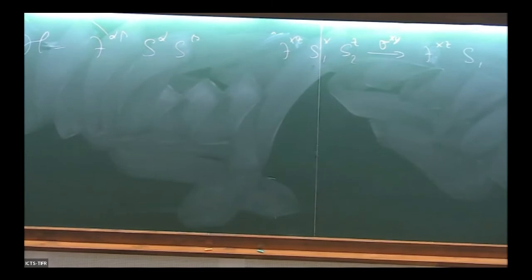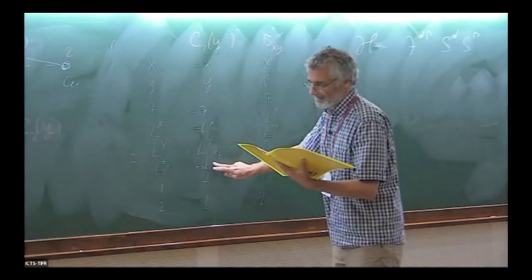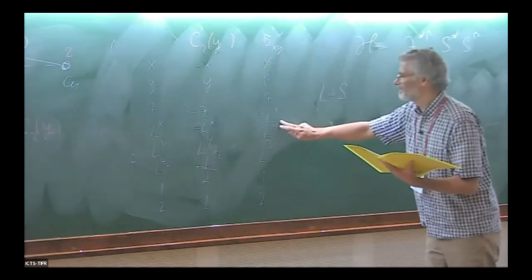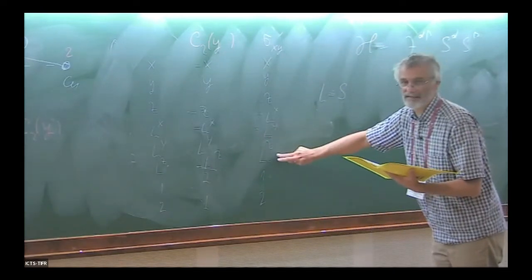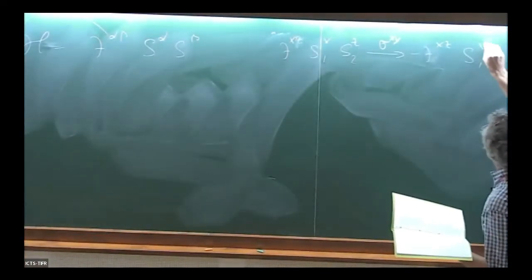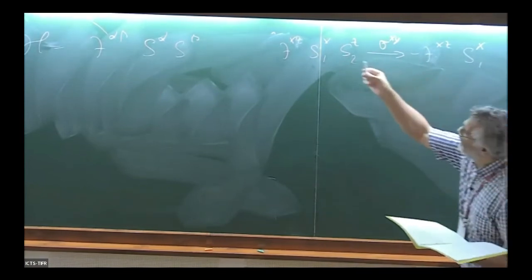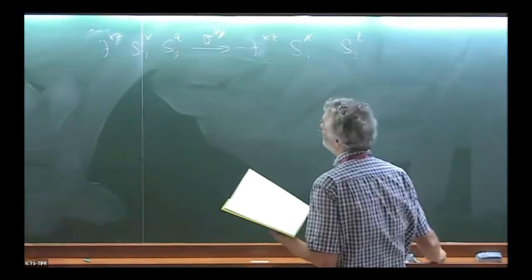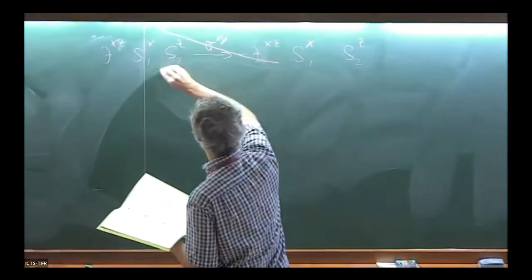X will get a minus sign, and Z will not get a minus sign. So this will go to minus S1X, S2Z. So clearly, we have changed the sign of this term in the Hamiltonian, and because of that, this can't be in the Hamiltonian.